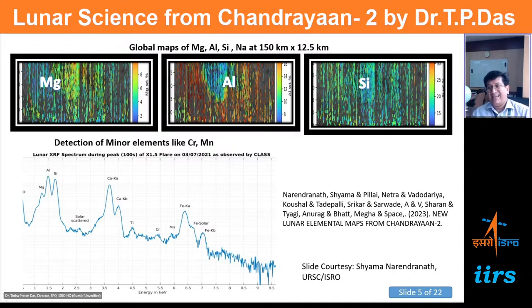In the x-axis, I have plotted energy in kilovolt, and the y-axis is the strength of the signal. So strength of the signal means which signal? The X-ray which is coming from the surface of the moon. That signal strength. So this spectrum we call an XRF spectrum, during the peak 100 seconds of an X 1.5 flare.